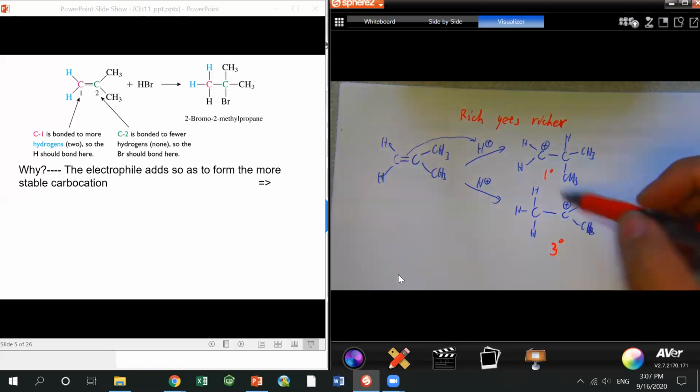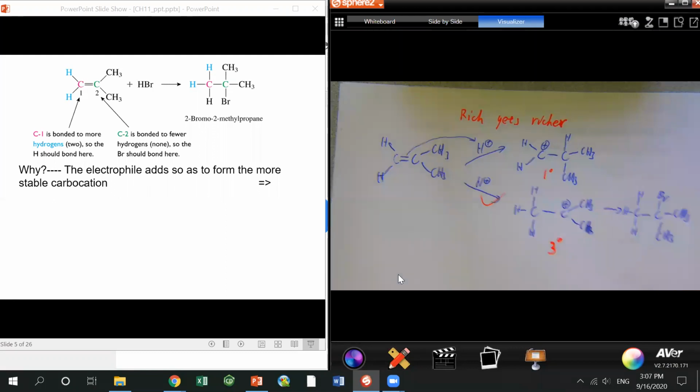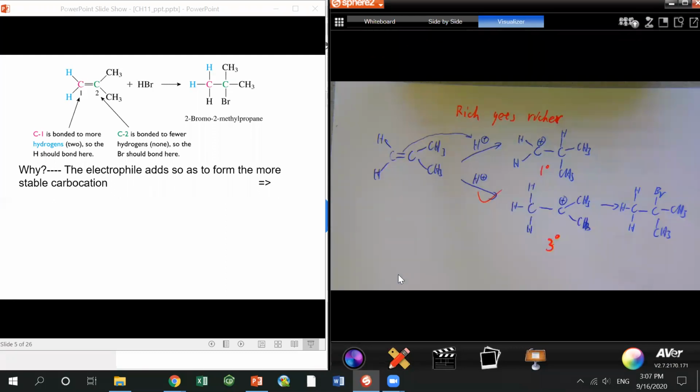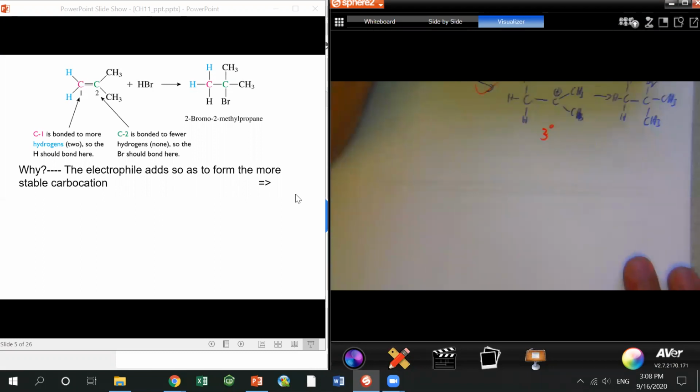That's why the pathway goes this way. That's the right way, and eventually the bromide goes to the internal carbon, also the more substituted carbon. That's the reason for that, and that's the stability of the carbocation. Then I'll give you a couple more examples.